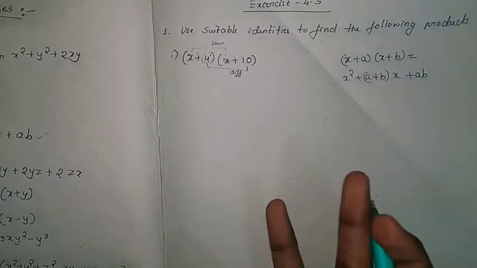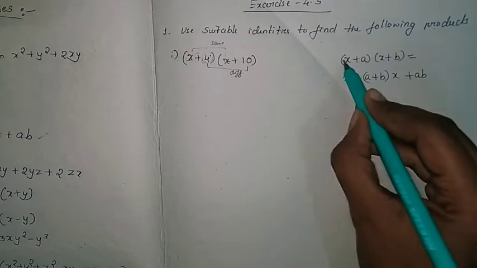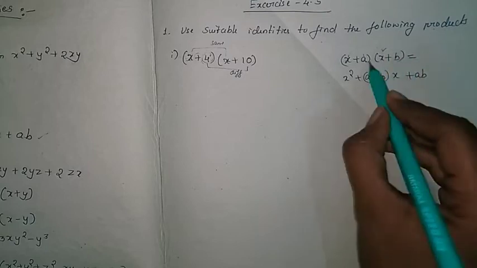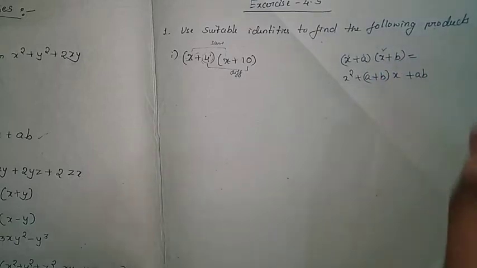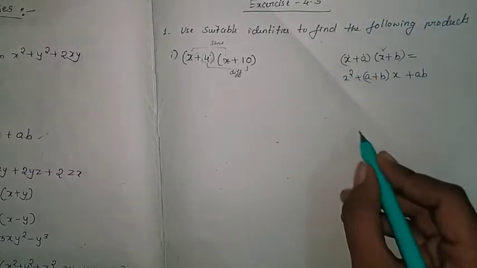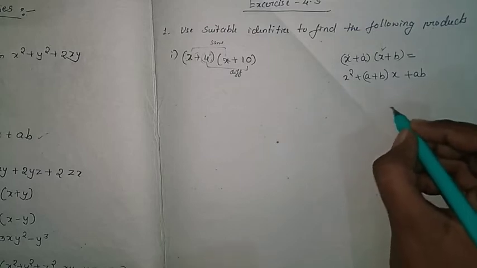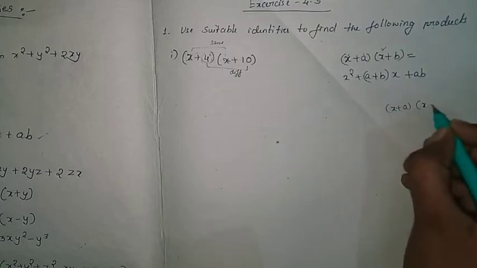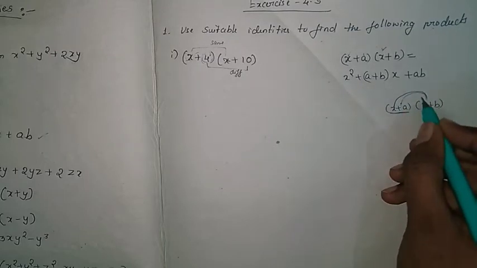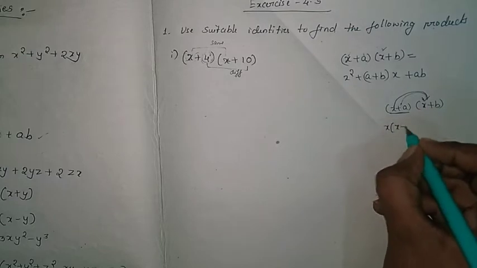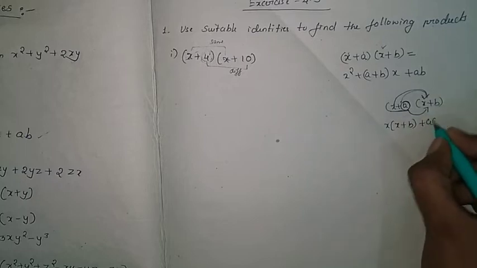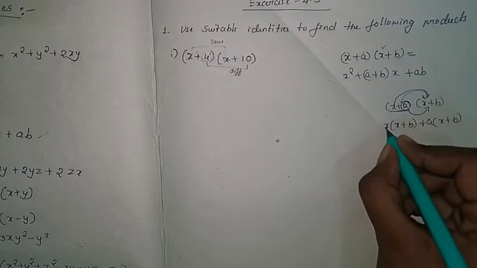So how to find this formula: x plus a, first term with second bracket multiply, second term with second bracket multiply. No need to solve, I am just explaining how to write the formula. Here x plus a and x plus b they have given. So first term with second bracket, so x into the bracket x plus b, plus second term with second bracket, so a into the bracket x plus b. Now you have to solve.